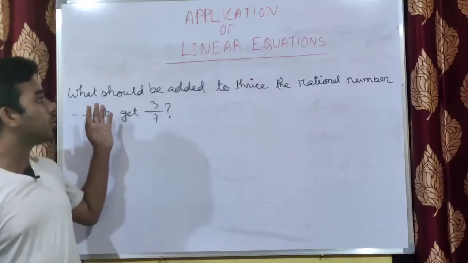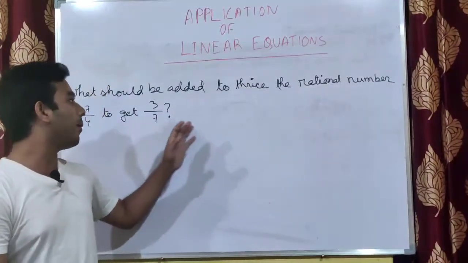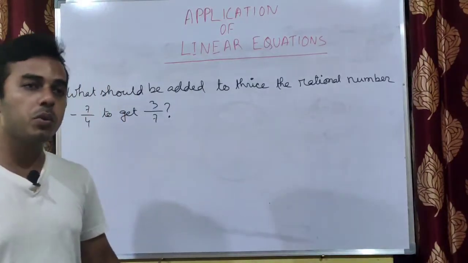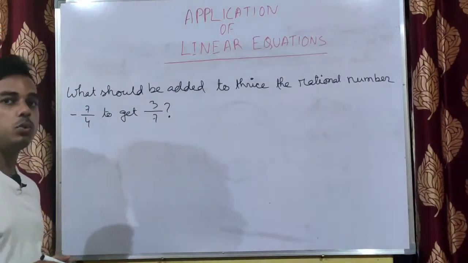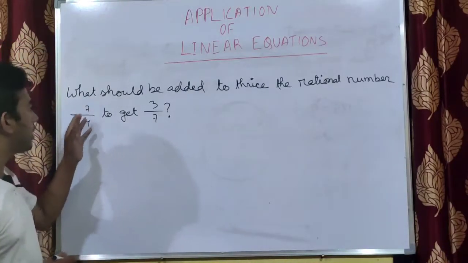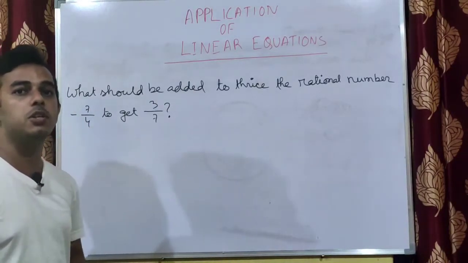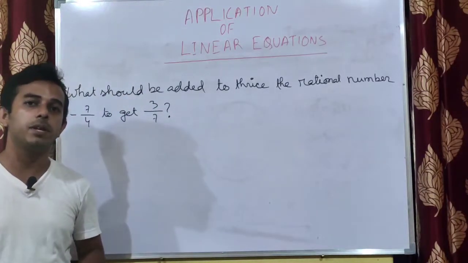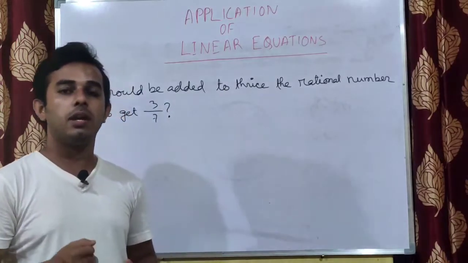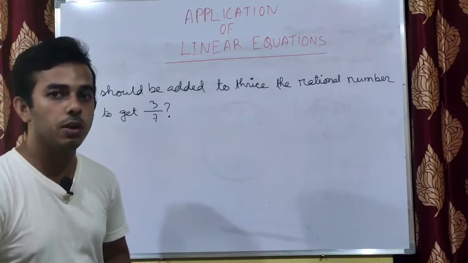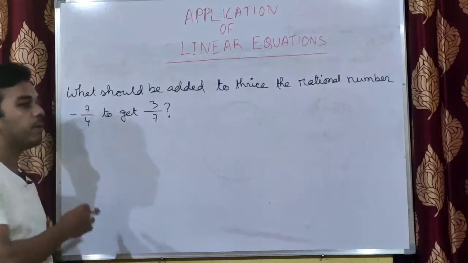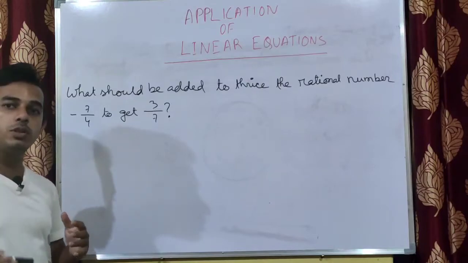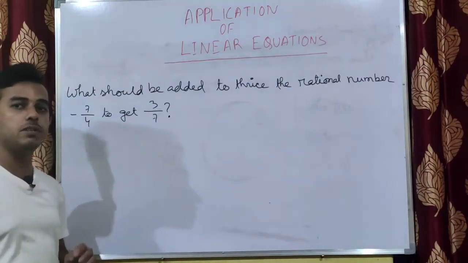What should be added to thrice the rational number minus 7 by 4 to get 3 by 7? The equation says that what must we add to the rational number minus 7 by 4? Do we know what is a rational number? Yes, we know. The number which can be expressed in the form p by q and q not equal to 0 is known as a rational number. So here minus 7 by 4 can be written in the form p by q, and we know 4 is not equal to 0, so minus 7 by 4 is a rational number.